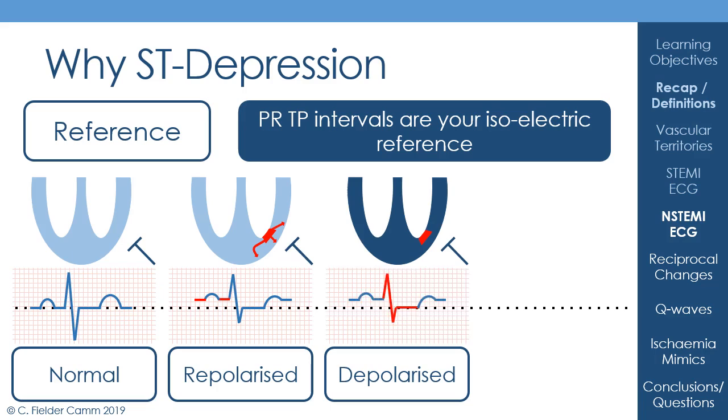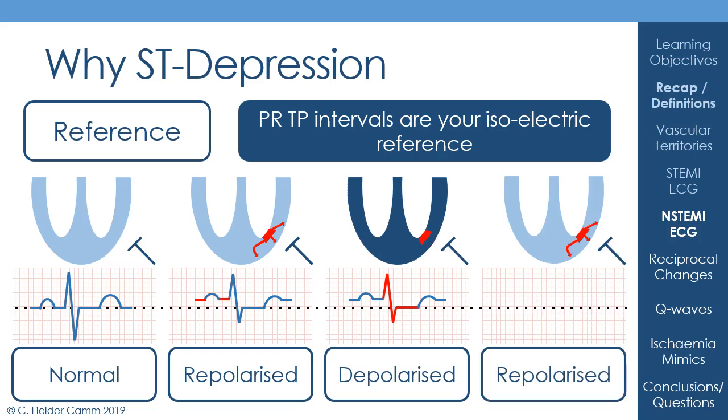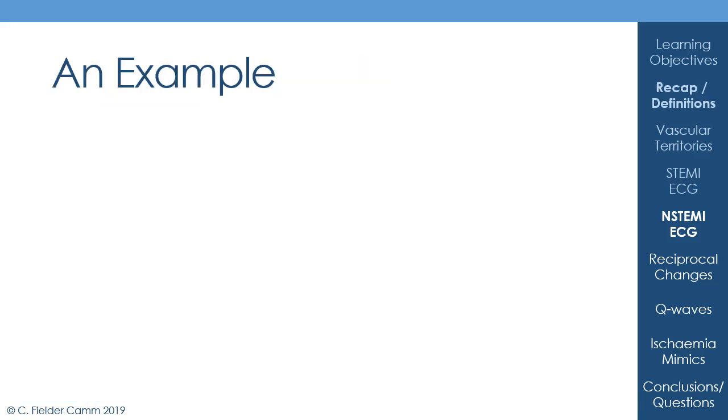So actually, we end up being back at our isoelectric line for our ST segment. But because our references were artificially raised up, we get the appearance of depression. And then when we repolarize again, that reference line is again pushed up by that injury current. So that's why we think we get ST depression.